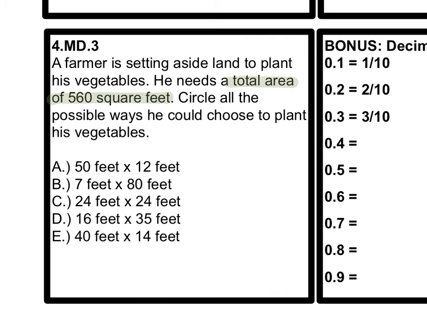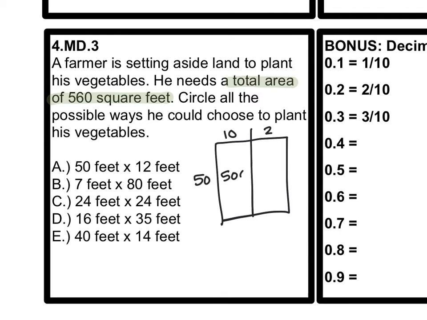So I'm going to start with number 1. So I have 50 times 12, and like always, I make my boxes. I'm only going to put 50 because I don't have anything in the ones place, so 50 goes there. And I'm going to separate 12 out into 10 and 2. 10 times 50 is 500, and 50 times 2 is 100.